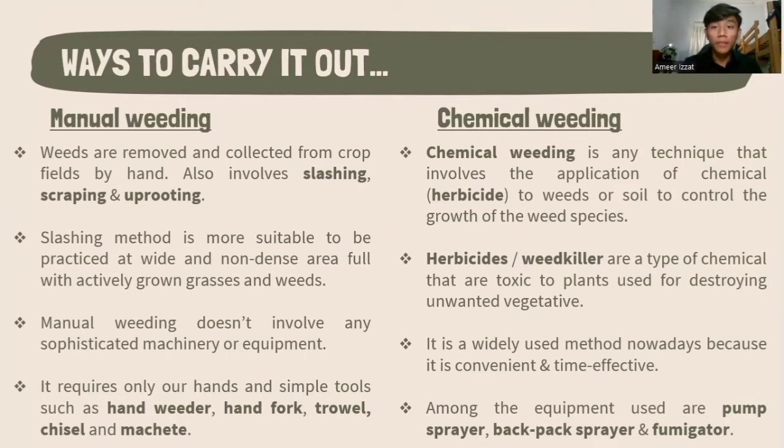And chemical weeding is a technique that involves the application of chemicals, which are herbicides, to weeds or soil in order to control the growth of the weed species. Herbicides or weed killers are a type of chemical that are toxic to plants, and are used to destroy the unwanted vegetation. It is a widely used method nowadays because it is convenient and time effective. Among the equipment commonly used are palm sprayer, backpack sprayer, and fumigator.